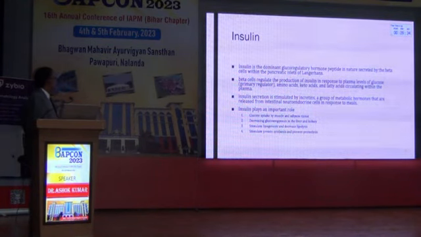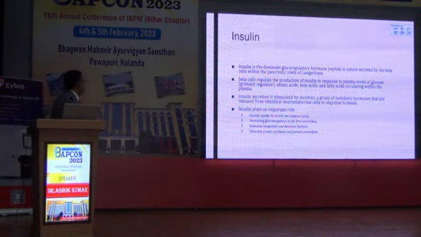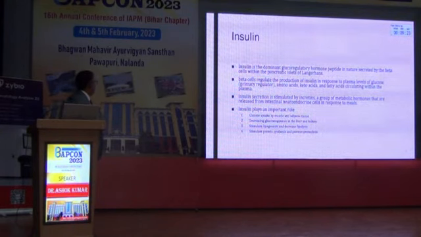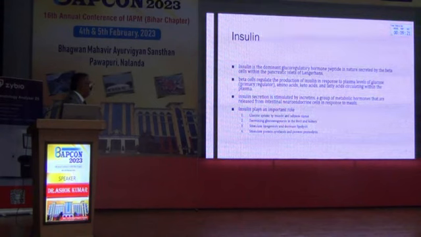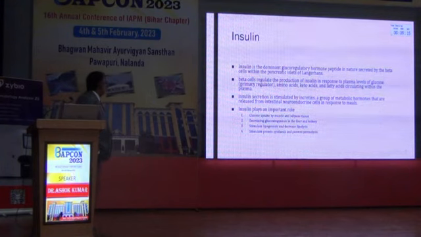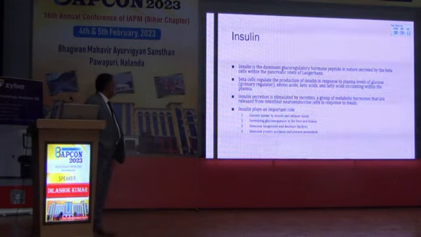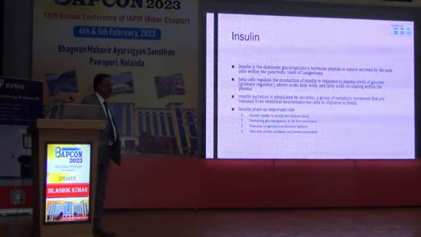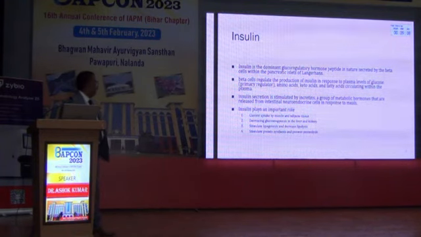Insulin. Insulin is a dominant glucose regulatory peptide hormone, secreted by beta cells within the pancreatic islets of man. Beta cells regulate the production of insulin in response to plasma level of glucose. Glucose is the main regulator.